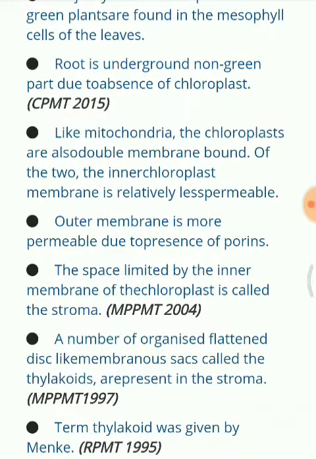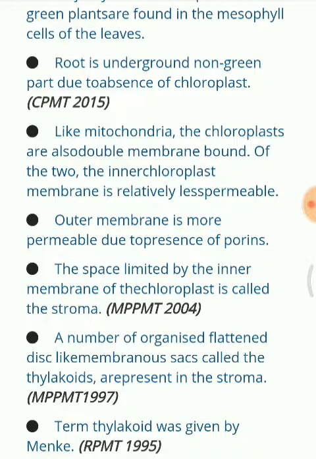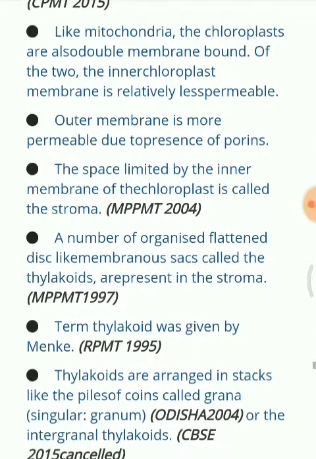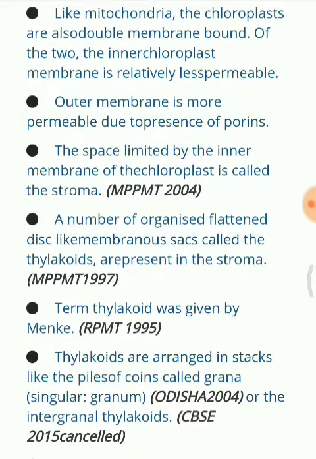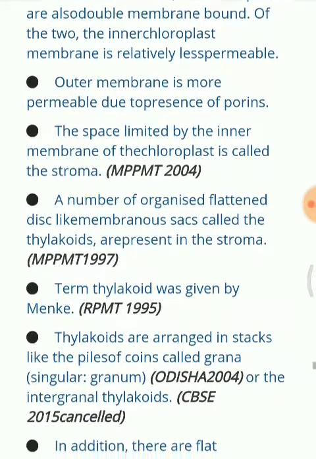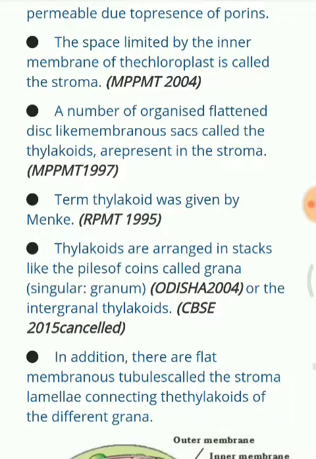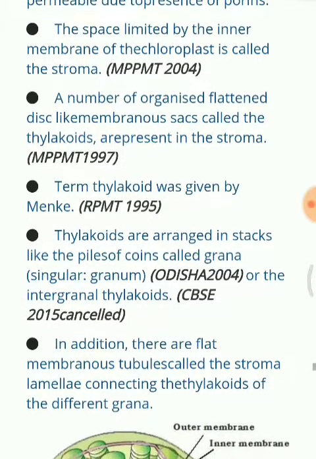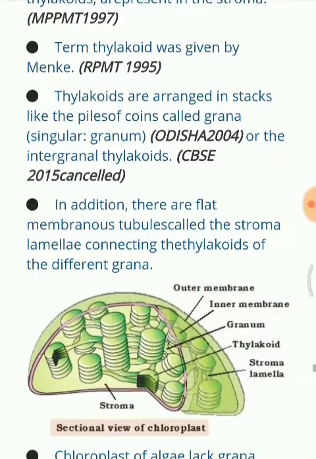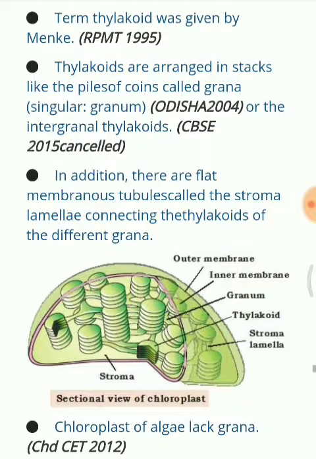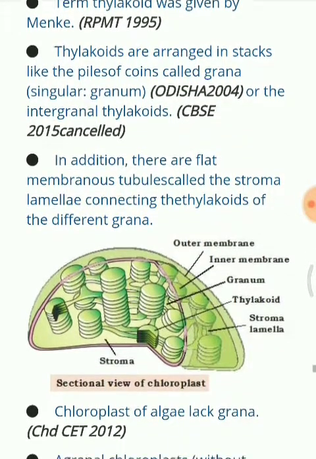Like mitochondria, the chloroplasts are also double membrane bound. Of the two, the inner chloroplast membrane is relatively less permeable. The outer membrane is more permeable due to presence of porins. The space limited by the inner membrane of the chloroplast is called the stroma. A number of organized flattened and disc-like membranous sacs called the thylakoids are present in the stroma. The term thylakoid was given by Menke. Thylakoids are arranged in stacks like piles of coins called grana, or the intergranal thylakoids. In addition, there are flat membranous tubules called the stroma lamellae connecting the thylakoids of the different grana.